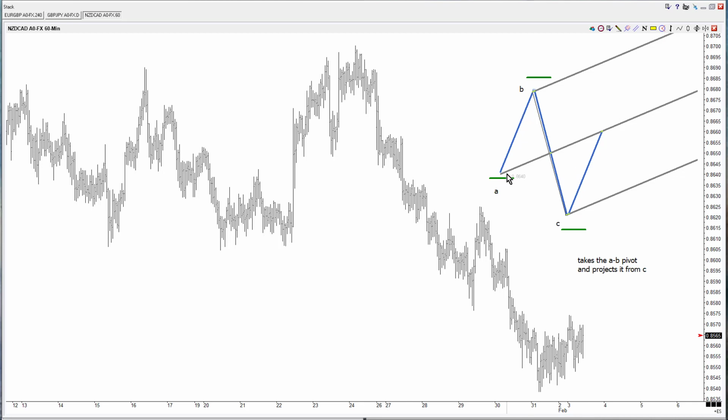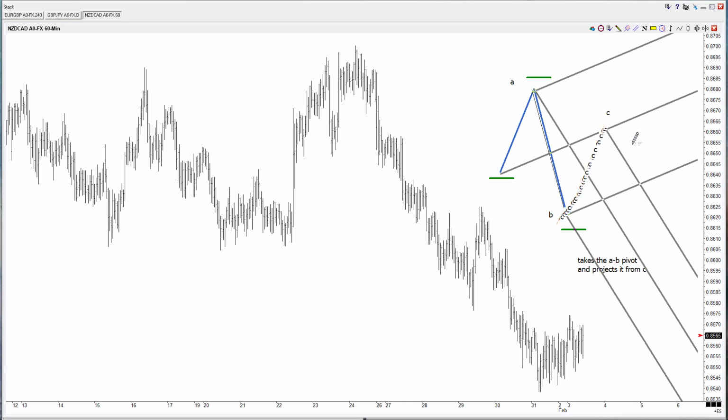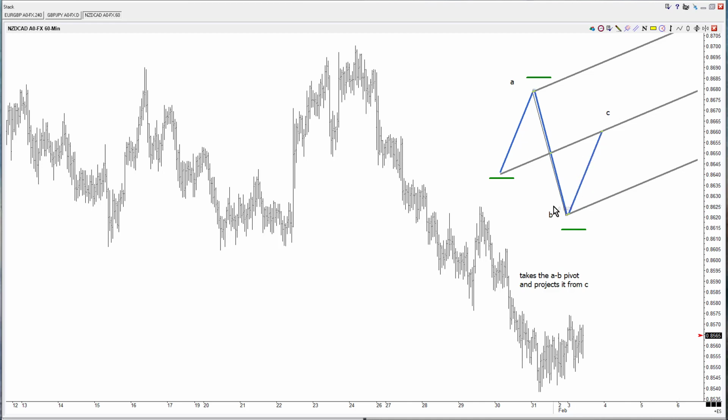Now, in the case of a pullback, it's going to project the reaction leg. If it's in the place of continuation, same thing. This now turns A, B, C, and it's going to do the same thing. It's going to project A to B. So in this case, it's going to project the impulse leg. In our previous lessons, we were projecting reaction legs, but this is what median lines do, one way or the other. And we'll do some more lessons on median lines. So that's the beginning of what I want to talk about here.